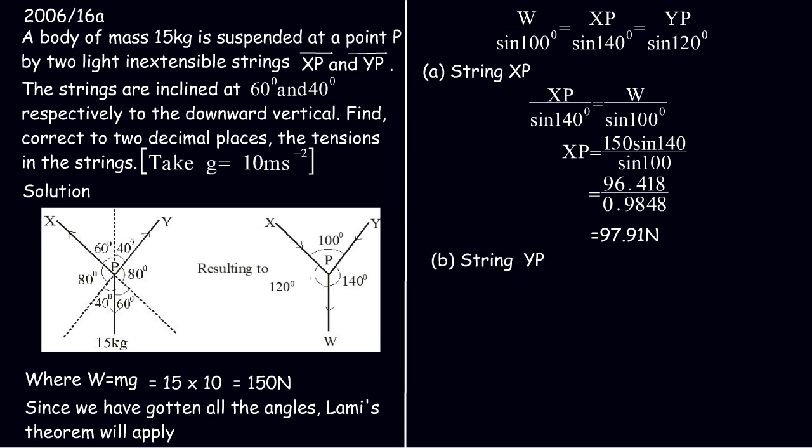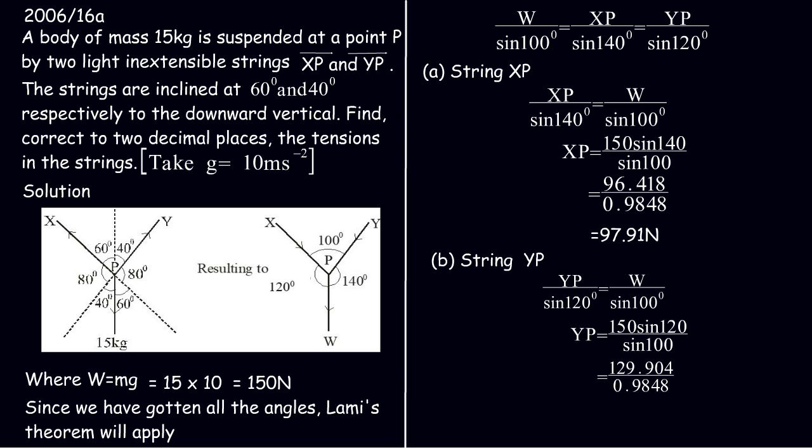And for the tension in the string YP: YP divided by sine 120 will be equal to W divided by sine 100. Cross multiplying, YP will be equal to 150 sine 120 divided by sine 100, which will be equal to 129.904 divided by 0.9848, which will be equal to 131.909, approximately 131.91 Newton to two decimal places.